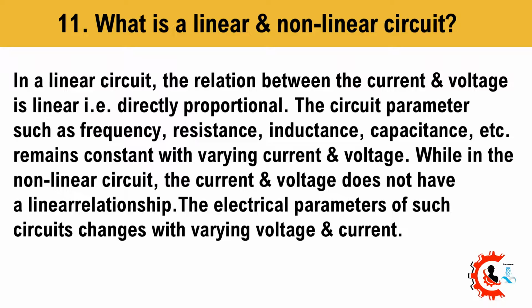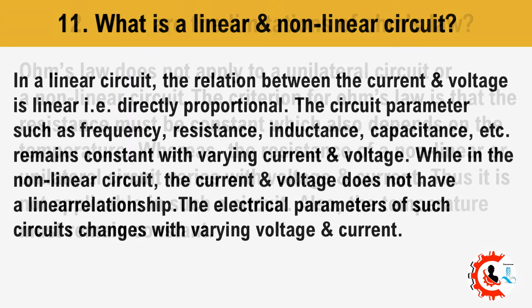11. What is a linear and nonlinear circuit? In a linear circuit, the relation between the current and voltage is linear, directly proportional. The circuit parameters such as frequency, resistance, inductance, capacitance, remain constant with varying current and voltage. While in the nonlinear circuit, the current and voltage do not have a linear relationship. The electrical parameters of such circuits change with varying voltage and current.